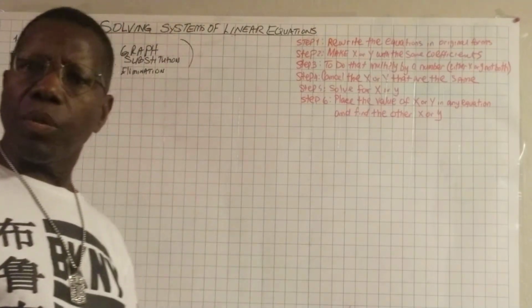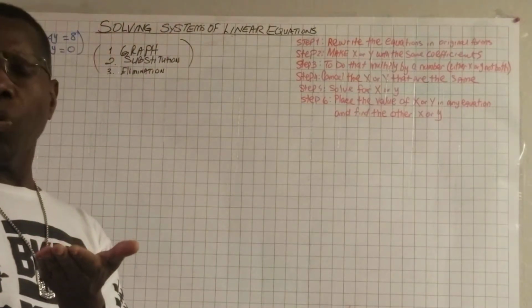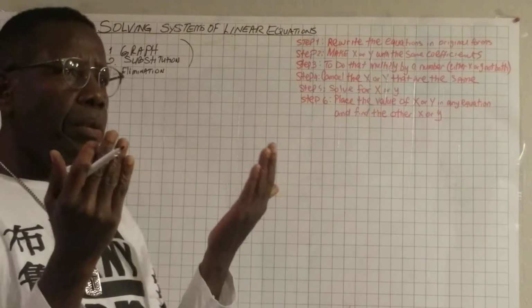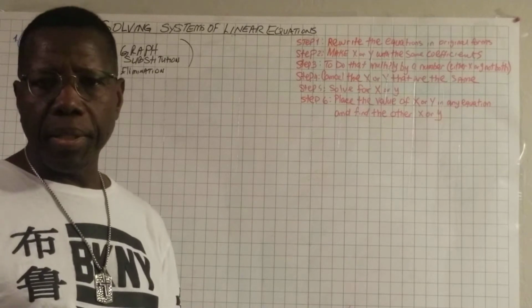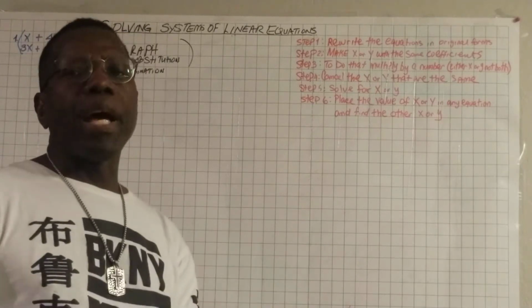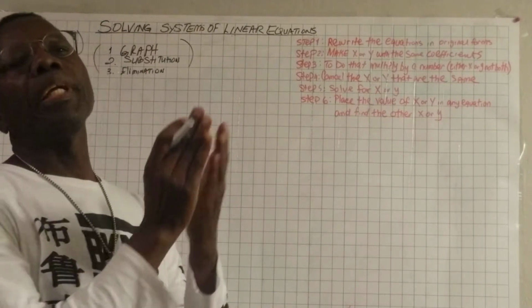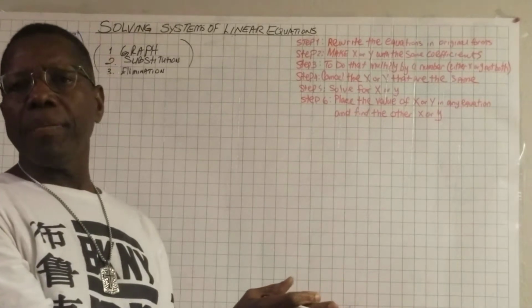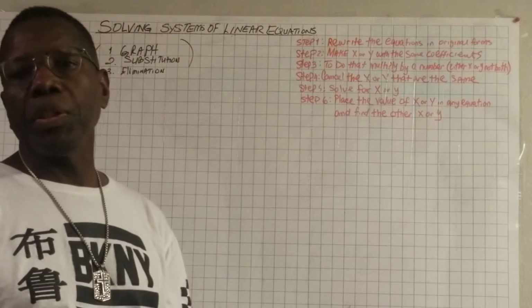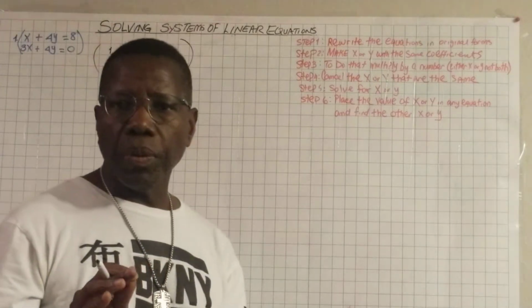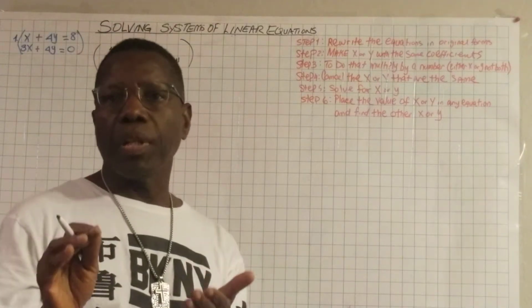Once you do that, you're gonna end up with only the y. So then you look at the y that's left and then you solve for y. Once you get the y value, you take the y value, put it in any of the equations that you started with, and you solve for x. Those two would be the solution to your systems of linear equations.